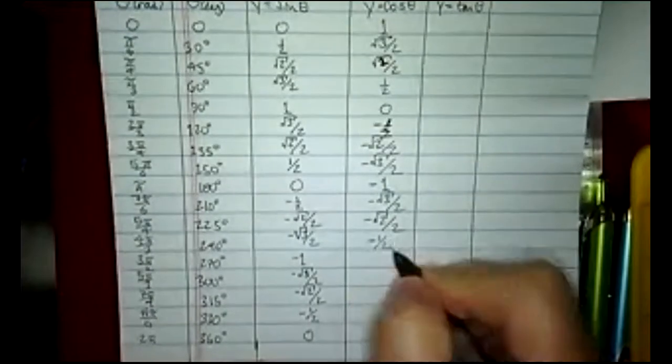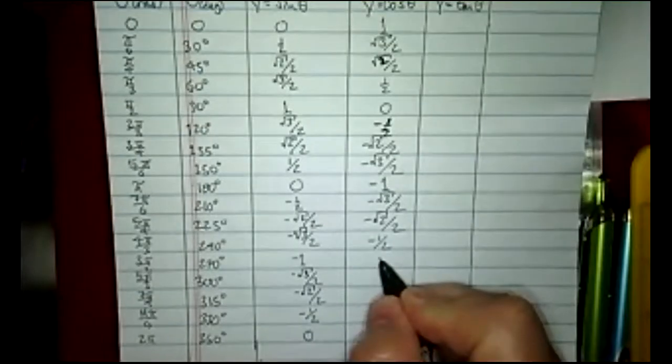Again, as expected from the symmetry. And then if I look at 4 pi over 3, I get negative 1/2. Again, consistent with symmetry. And then finally, if I look at 3 pi over 2, that's the 270 degrees. That's the point 0, negative 1. So the cosine of 3 pi over 2 should be 0.